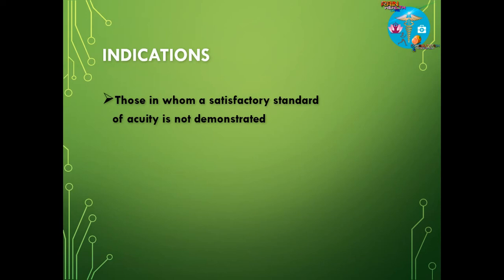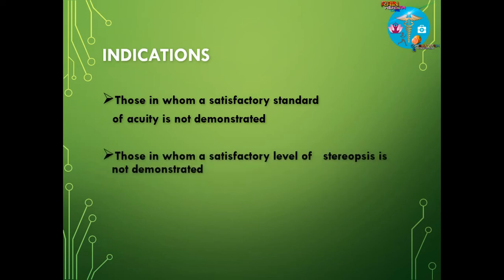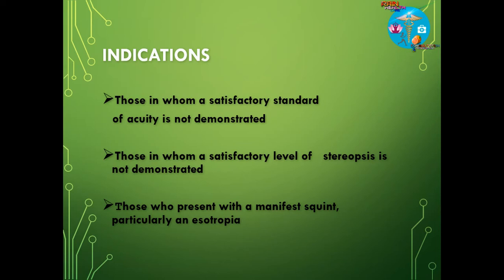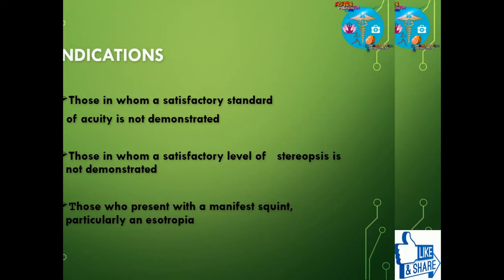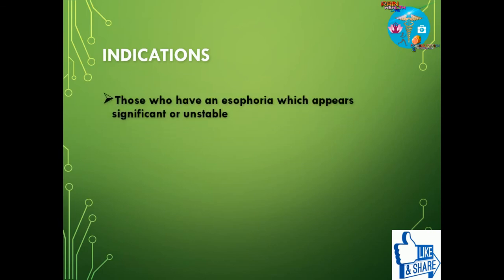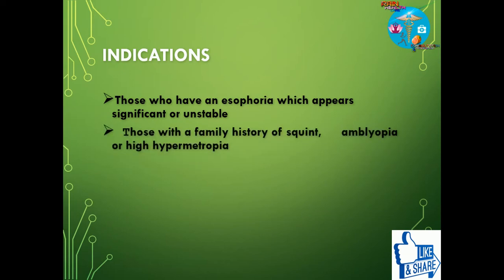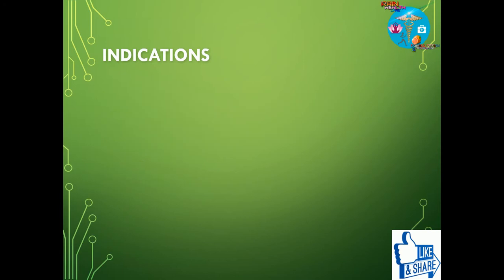Those in whom a satisfactory standard of acuity is not demonstrated, those in whom a satisfactory level of stereopsis is not demonstrated, and third, those who present with a manifest squint, particularly an esotropia. Next, those who have an esophoria which appears significant or unstable, those with a family history of squint, amblyopia or high hypermetropia, and pseudomyopia cases. Anisometropia greater than 1 diopter. In these cases we mainly do cycloplegic refraction.